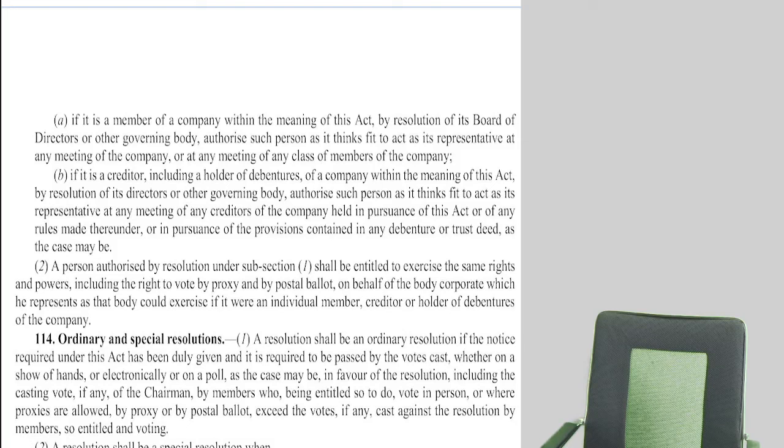Now answer. What are minutes? What do they contain? A summary. Which summary? Fair and correct, not true and fair. That is for books of account. This is a fair and correct summary of proceedings at which meeting? General meeting, board meeting, committee meeting, creditor meeting. Number two, minutes are in papers or books? A distinct minutes book must be kept for the general meeting, board meeting, committee meeting and creditor meeting.